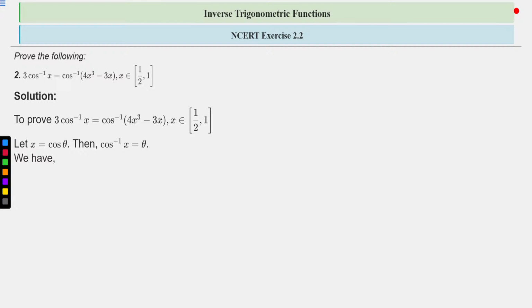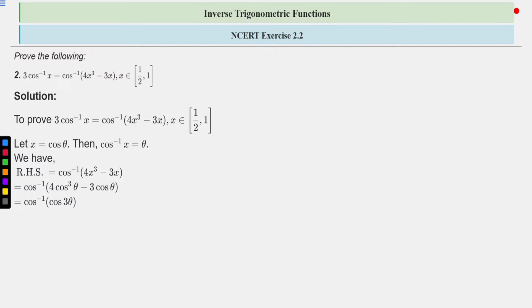Now we have the right hand side, RHS, which is cos inverse of 4x cube minus 3x. So we will put x as cos theta. Therefore, RHS will be equal to cos inverse of 4 cos cube theta minus 3 cos theta, right? So we will get cos inverse cos 3 theta.